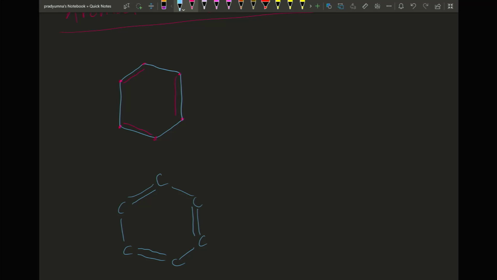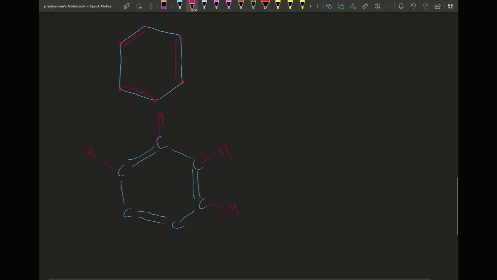Okay, so now how many hydrogens do we need? Let's look at this one. This carbon atom has 1, 2, 3 bonds. Every carbon atom should have 4 bonds. So to make it 4, we need 1 hydrogen. If you notice, everywhere we just need 1 hydrogen. So this molecule is called benzene.